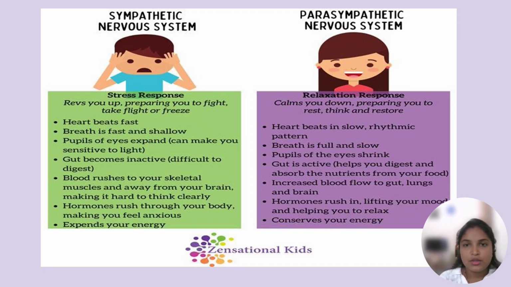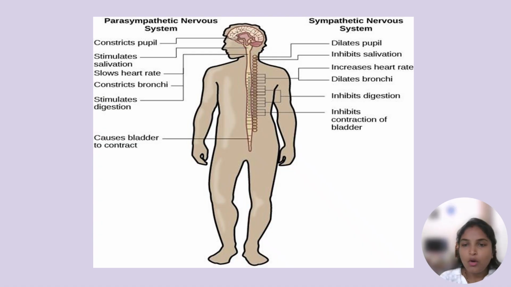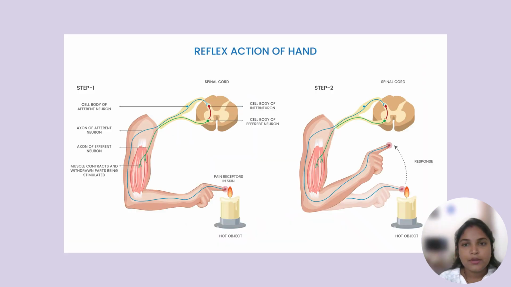All right, so this is all about the central nervous system as well as the peripheral nervous system. In the central nervous system we have covered the CNS, the brain and the spinal cord, whereas in the peripheral nervous system we have covered the somatic and autonomic nervous systems, and the parasympathetic and sympathetic nervous systems.